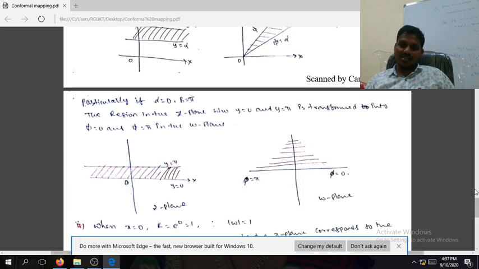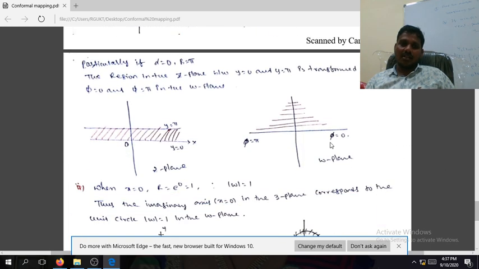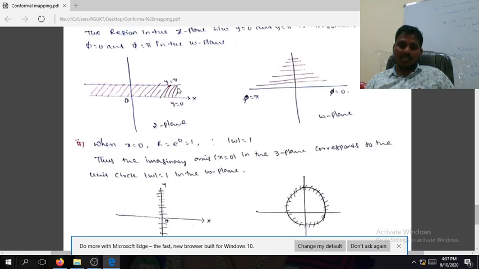Here it is. Listen, this is an example for that. Particularly, the region in the Z plane between y is equal to 0 and y is equal to pi is a horizontal strip. Y is equal to 0 and y is equal to pi. Right. This represents pi is equal to 0. Here it is pi is equal to pi.